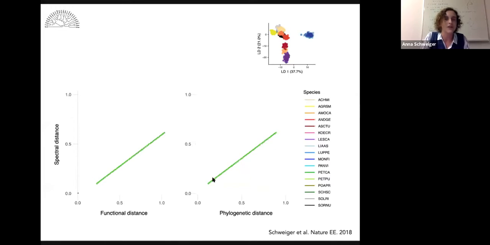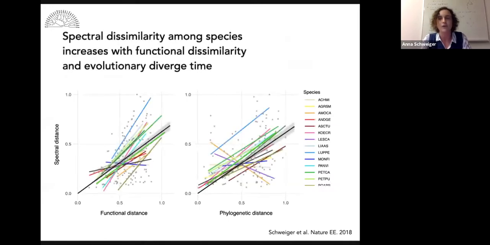We expected that close relatives, such as the grasses, if you remember the blue guys over here, would be spectrally similar, or have little spectral distance, as opposed to distant relatives. And indeed, we found an initial confirmation of this hypothesis looking again at 14 prairie plant species. This was a really nice result and indicated that spectral dissimilarity among species increases with functional dissimilarity and evolutionary divergence time.